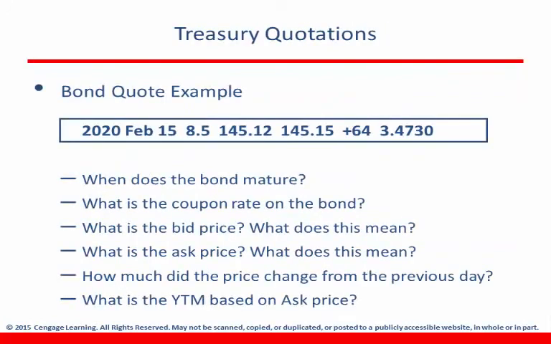For example, here's a quote for a Treasury bond, and what you're going to see is that the information is in a slightly different order. 2020, what does that mean? That's when the bond's going to mature, right? February 15th, 2020. What's the coupon rate on this bond? That's going to be that 8.5% number. What is the bid price and what is the ask price? Okay, so those are going to be back to back. And then how much did the price change from the previous day? And so you got that plus 64 there. And then what is the yield to maturity based on the ask price? Okay, that 3.4730% number.